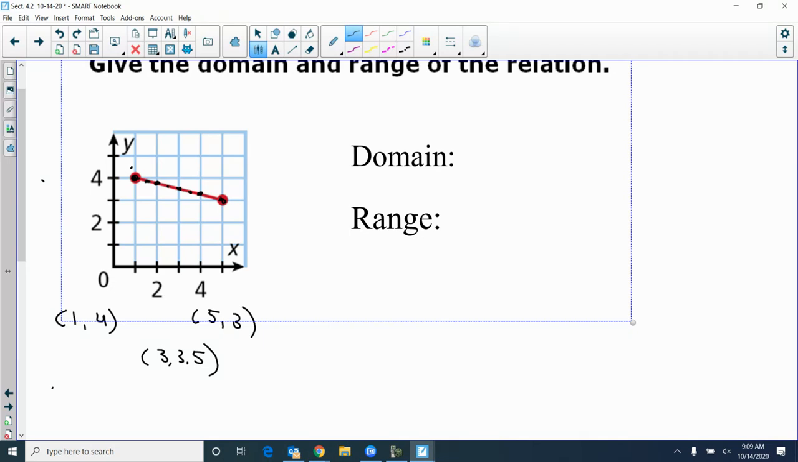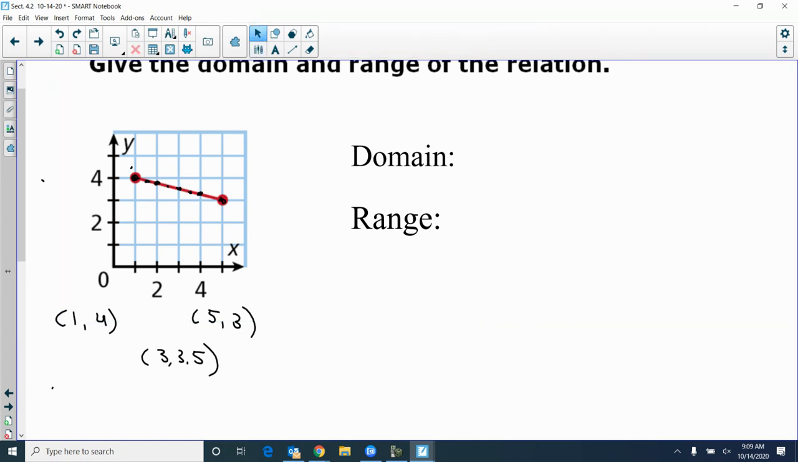What is the smallest number in the domain? Colin. 1. What's the biggest number in the domain? What is the biggest x value? 5. Does it hit everything in between? How do we write that? We just did this, compound inequality. 1 is the smallest number, 5 is the biggest number. I need everything in between here.